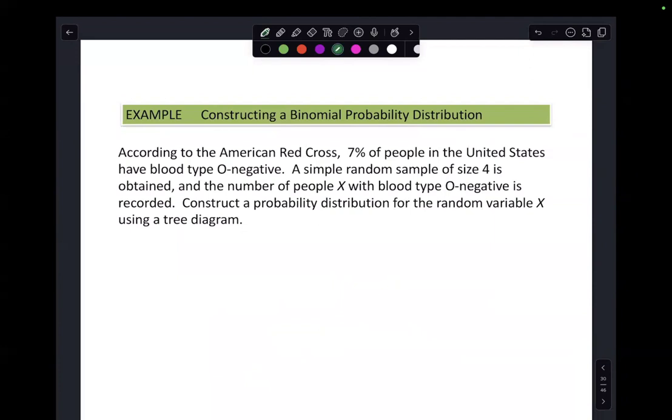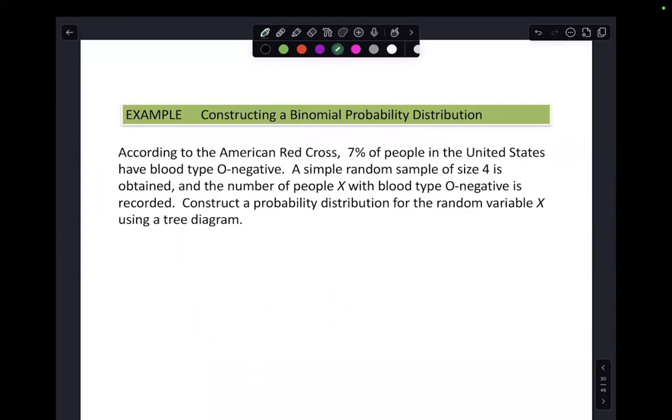We're assuming that it's independent because it's people out of the whole United States. We took 4 people. Those are independent trials. The probability stays the same because that's a whole lot of people. It's 7% of people. That stays the same. There's 2 possible outcomes. They're either O negative or not O negative. We have a binomial distribution here.